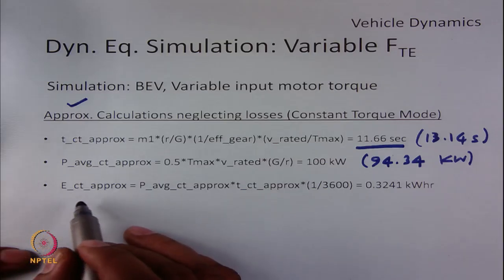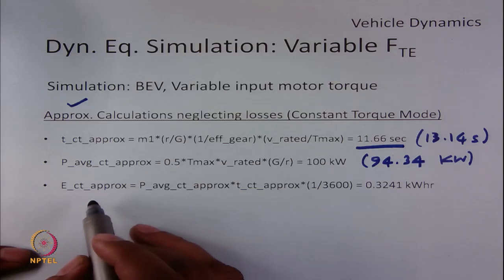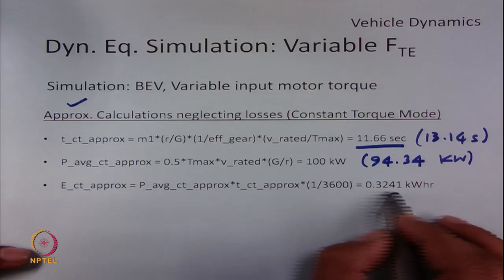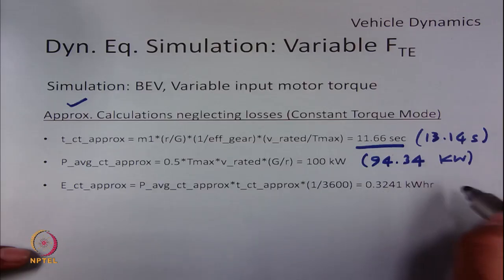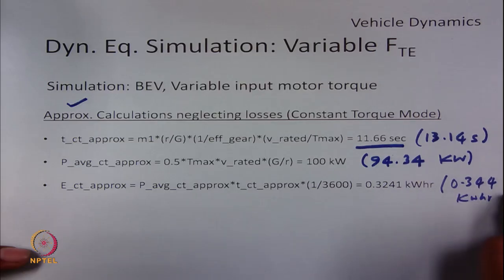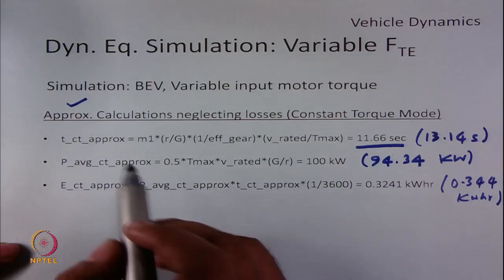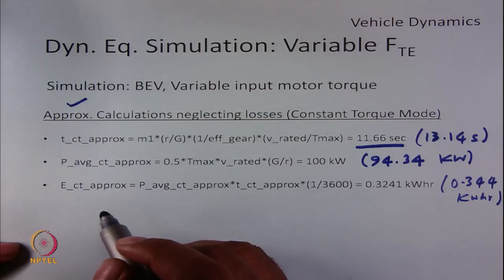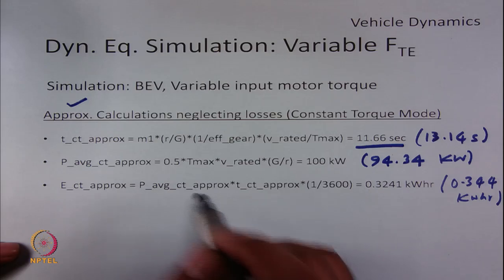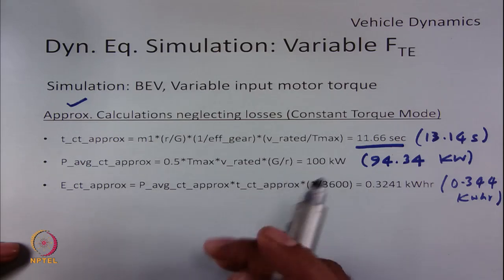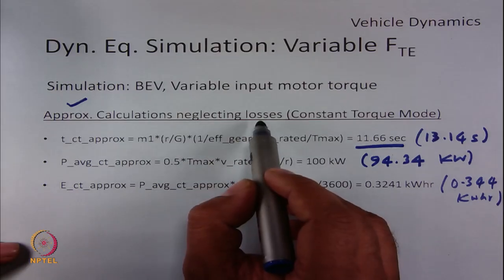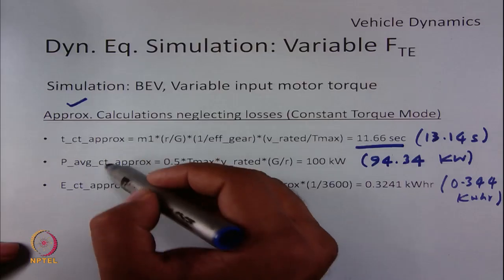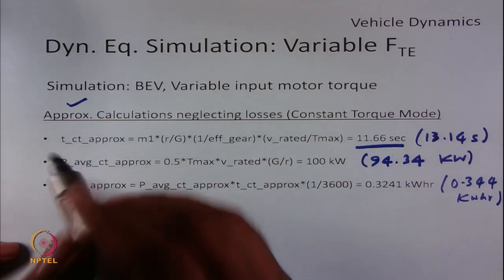The energy calculation with the approximations comes out to be 0.324 kilowatt hours, but on the exact calculation it was 0.344 kilowatt hours. To check these approximations with respect to the simulation, we can do another simulation where, while plotting the velocity, distance and torque plots, we neglect the losses. If we do that, these approximate values should match the simulation values.